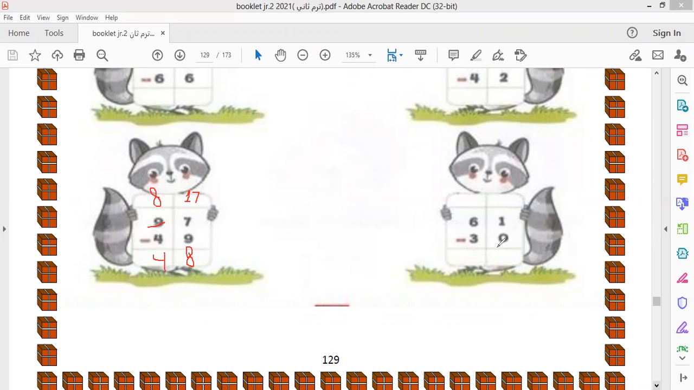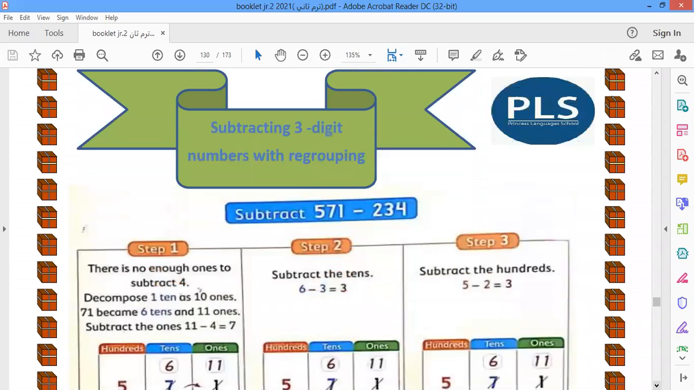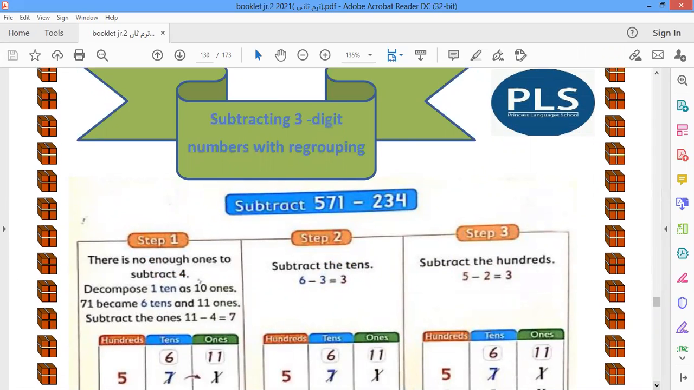61 minus 30. 1 minus 0 equals 1. And 6 minus 3, 3. Here we are subtracting three-digit numbers with regrouping.